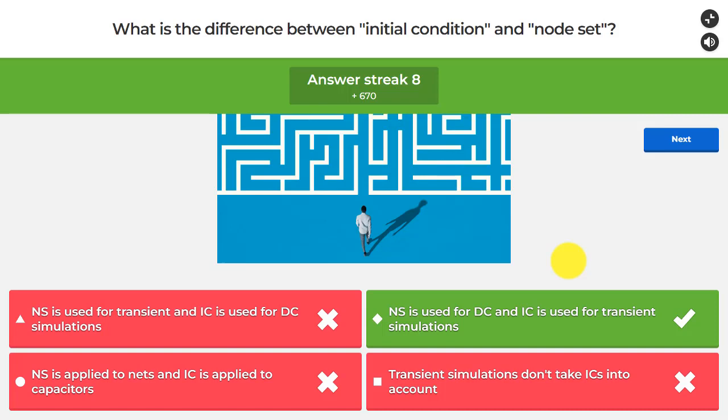I also wrote here that node set is applied to nets and initial conditions to capacitors. Well, initial conditions are on capacitors, and node sets are applied to nets, but initial conditions are also applied to inductors, and they can be applied to nets as well as voltages, so that's not an accurate answer. And transient simulations don't take initial conditions into account? Well, the exact opposite is true. Transient simulations only take initial conditions into account.